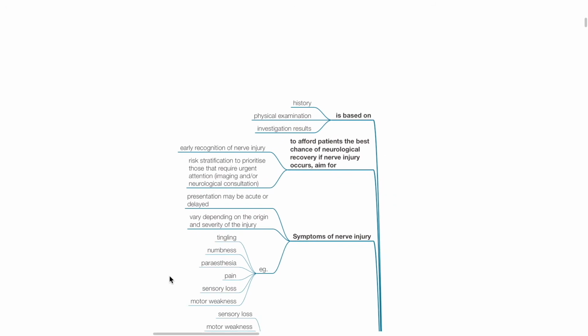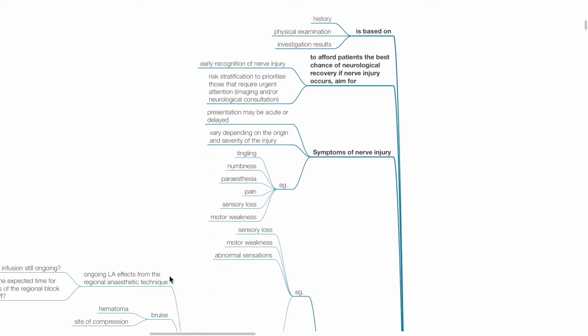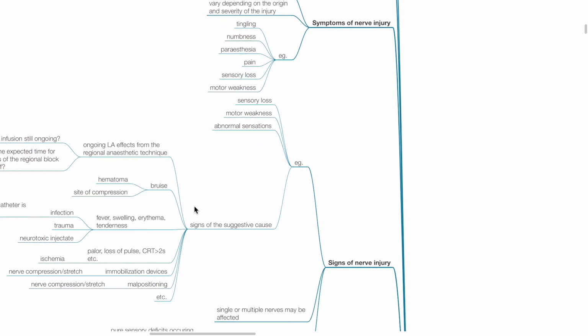Additional notes for diagnosing suspected perioperative nerve injury. Diagnosis is based on history, physical examination, and investigation results to afford patients the best chance of neurological recovery if nerve injury occurs. Aim for early recognition of nerve injury and risk stratification to prioritize those that require urgent attention and those that do not. Symptoms of nerve injury, such as tingling, numbness, paresthesia, pain, sensory loss, and motor weakness, vary depending on the origin and severity of the injury. Presentation may be acute or delayed.